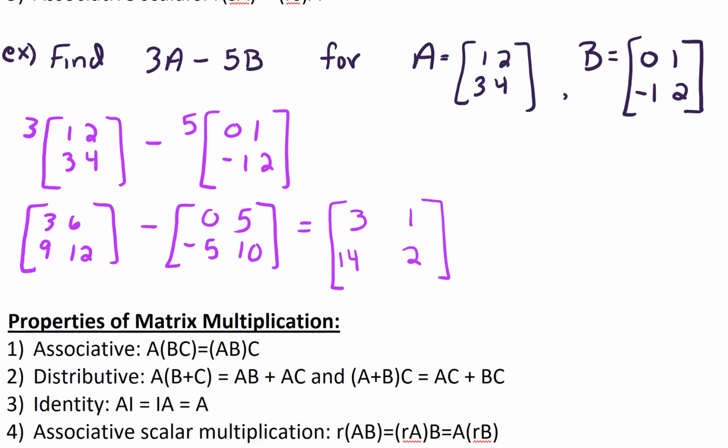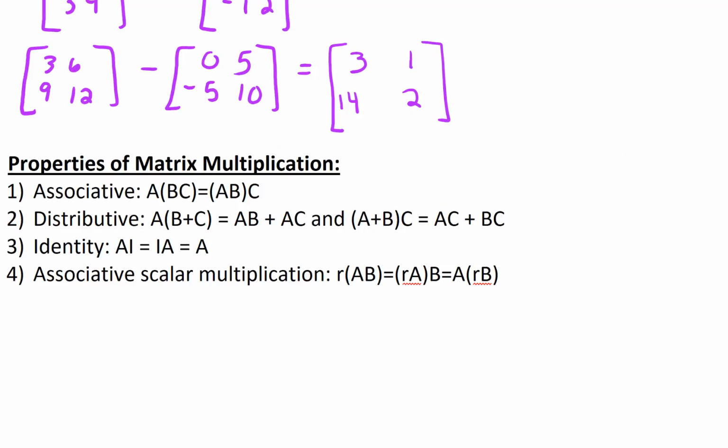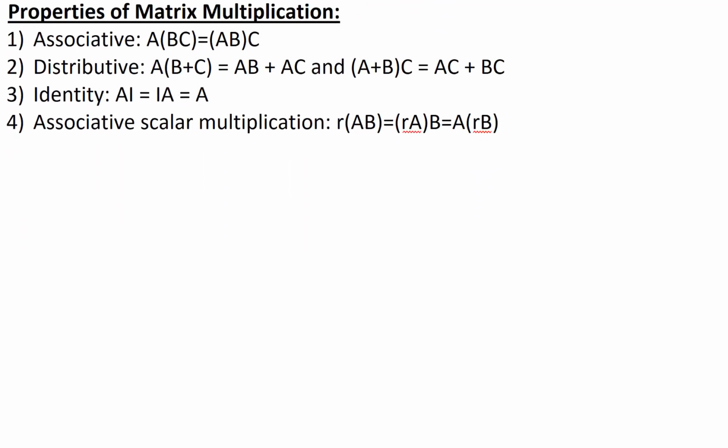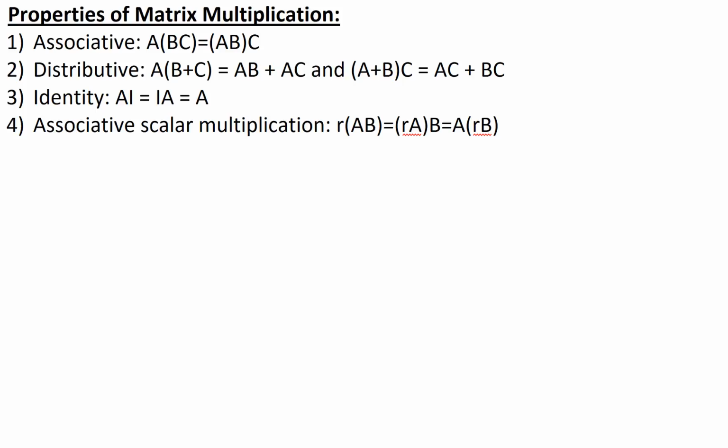Okay, let's take a look at some properties of matrix multiplication. So matrix multiplication is associative. It is also distributive. We have a multiplicative identity, which is denoted by I, and sometimes you'll see this denoted by I sub n. It's an n by n identity matrix. And lastly, for matrix multiplication, we've got associative scalar multiplication going on. So if you have a scalar R times the product AB, that's the same as R times A times B or A times R times B. And this is really helpful because it allows you to essentially pull scalars out in front.